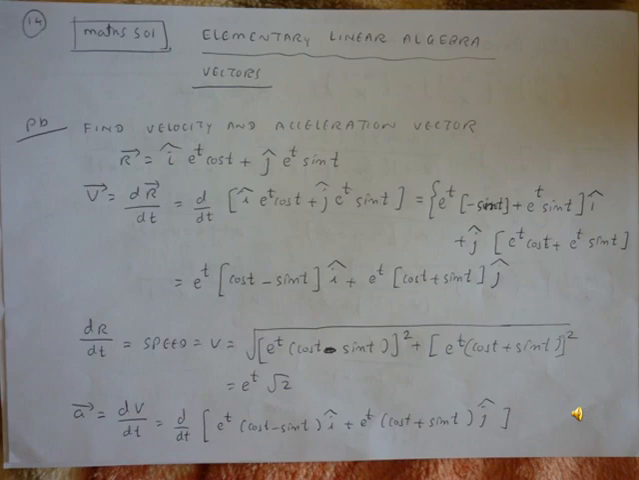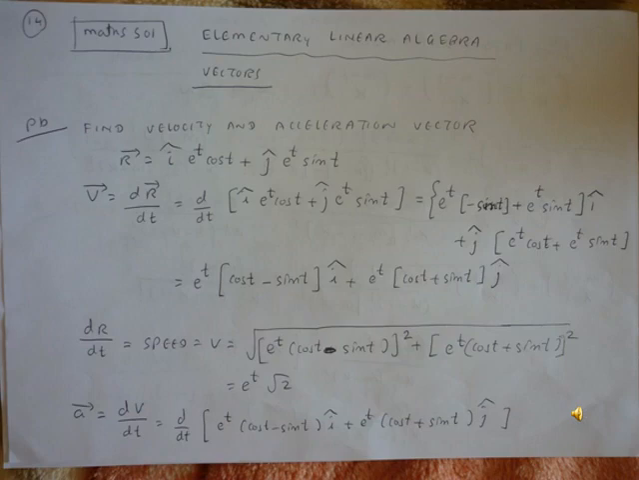Acceleration is equal to dv/dt. The v vector we got is e^t (cos t minus sin t) vector i plus e^t (cos t plus sin t) vector j. So this is v, and we differentiate it: dv/dt equals d/dt of e^t (cos t minus sin t) vector i plus e^t (cos t plus sin t) vector j. Then we can get the vector a.